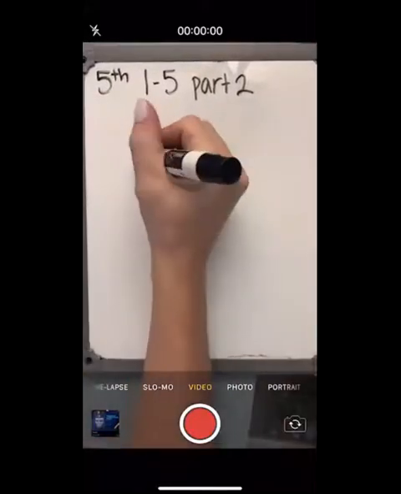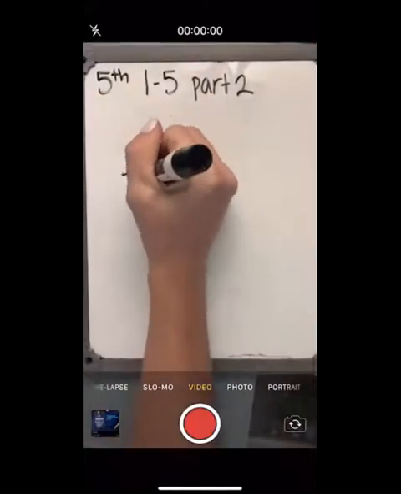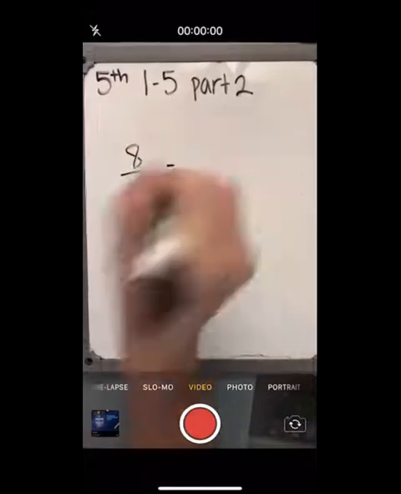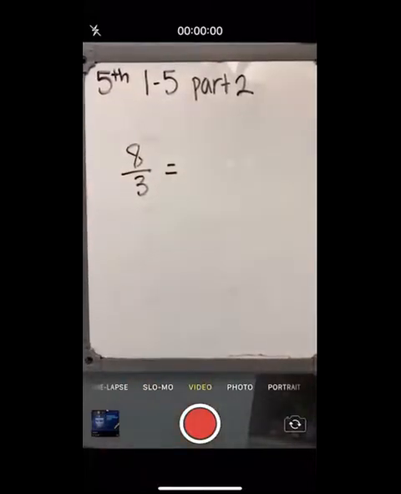So what if I said change 8/3 into a mixed number? I'm going to pause for about 10 seconds again. And I want you to think about how you would explain this to someone. Think about someone that's never done this before. How would you explain this to them? So hopefully you start with pulling out wholes, right?